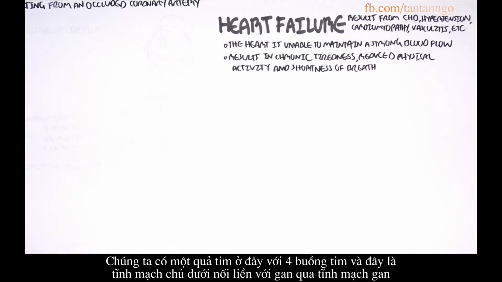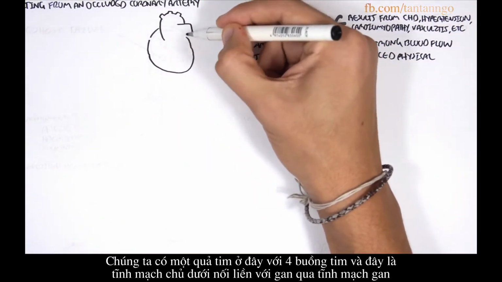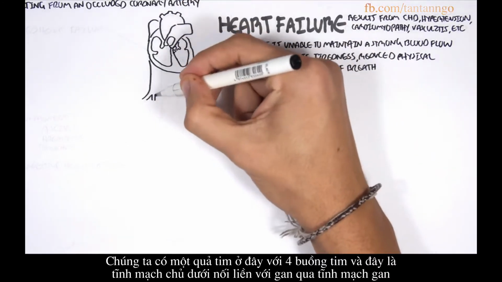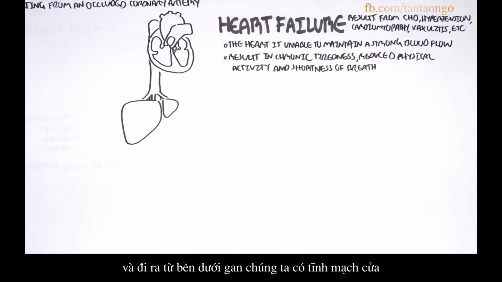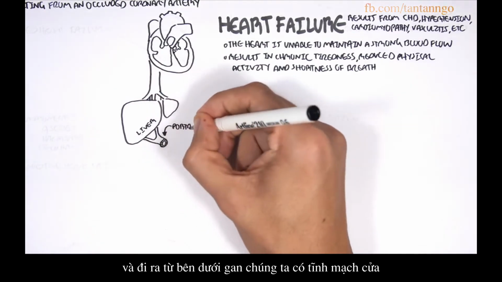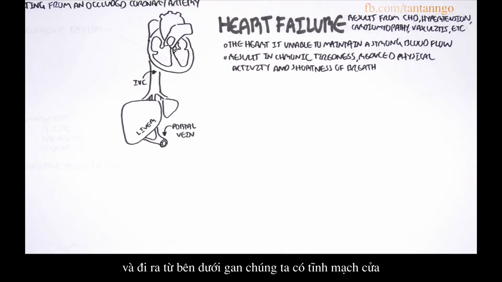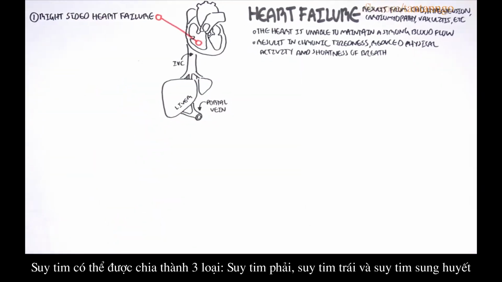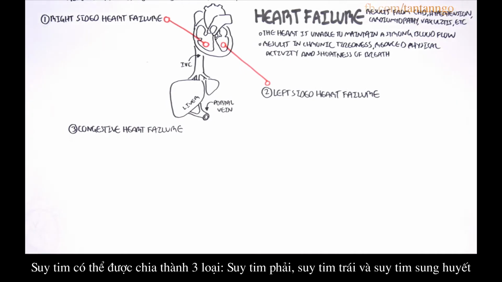So here we have the heart, and its 4 chambers, and here we have the inferior vena cava, which connects with the liver via the hepatic vein, and coming out of the liver from the bottom, we have the portal vein. Heart failure can be divided into 3 types: right-sided heart failure, left-sided heart failure, and congestive heart failure.